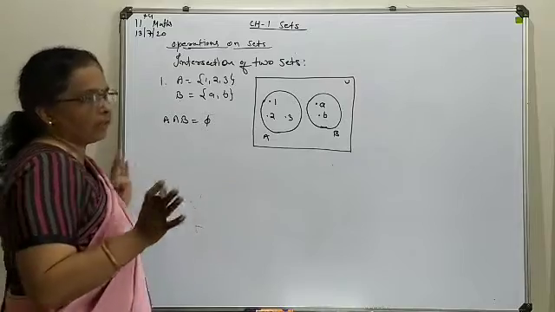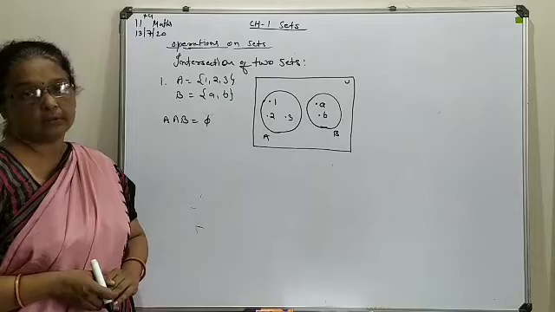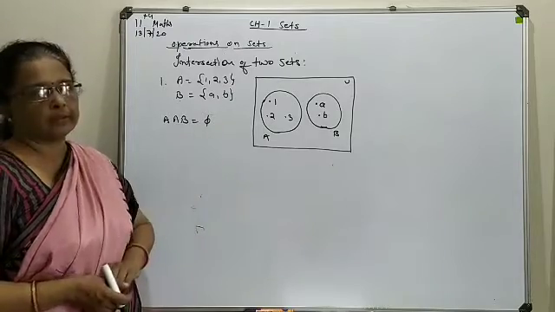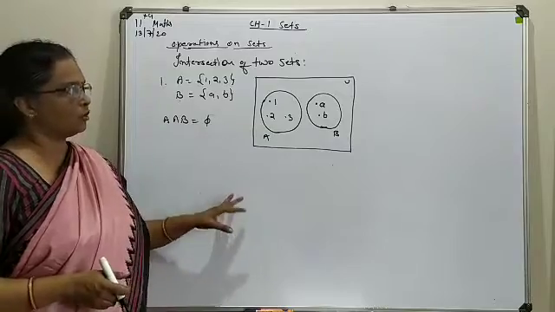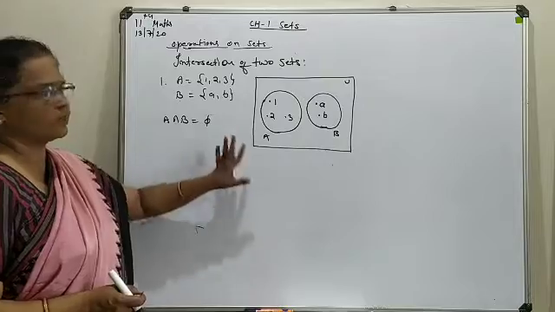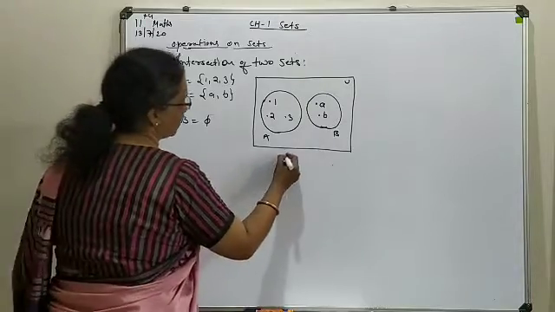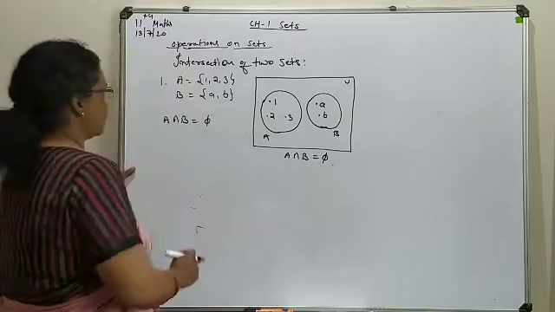Whatever the answer you are having, normally in the Venn diagram you show it by shading. Here none of the elements is coming as a common one, so it will remain as such. We are not going to shade any of the circles. So as such you represent A intersection B, which is a null set.